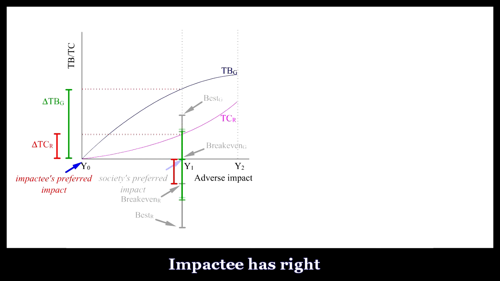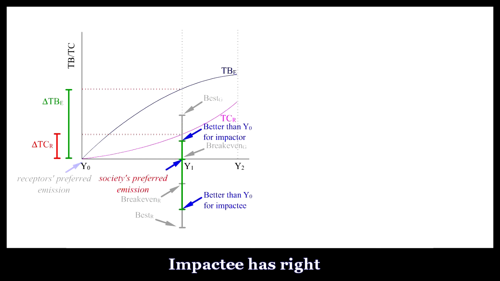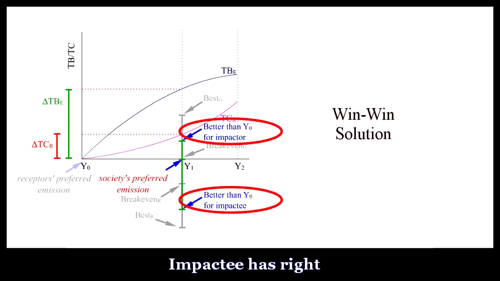And if the compensation is between the best point and the break-even point for the impactor and the impactee respectively, both parties will be better off at Y1 compared to Y0.